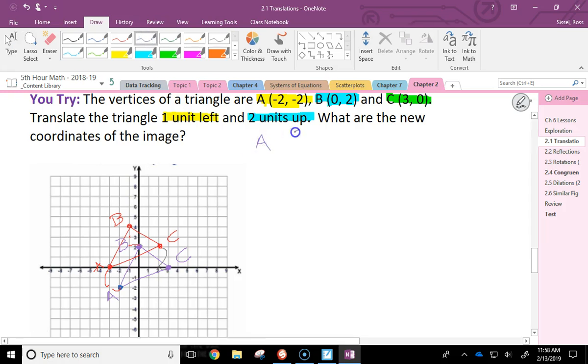For A, -2, -2. Now, when they told me to go left 1 unit, going left 1 unit means that is going to be subtracting 1 for which coordinate? For the x coordinate or my y coordinate? For my x coordinate, because we're moving left. So, I move left. I'm going to subtract 1. I'm going to go 2 units up. Going up and down affects our y-axis. So I'm going to say plus 2.